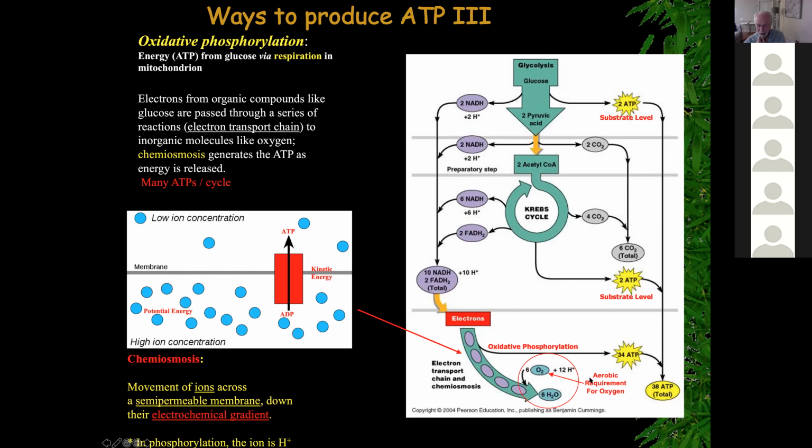And this is in an aerobic environment. So aerobic respiration has this requirement for oxygen. We're going to talk later about anaerobic respiration, in which case there is no oxygen here. And so if there is no oxygen, what would happen?